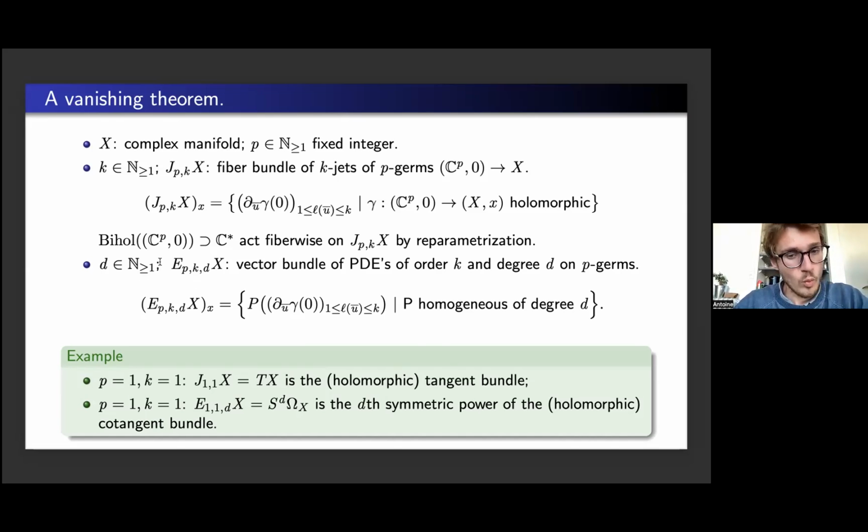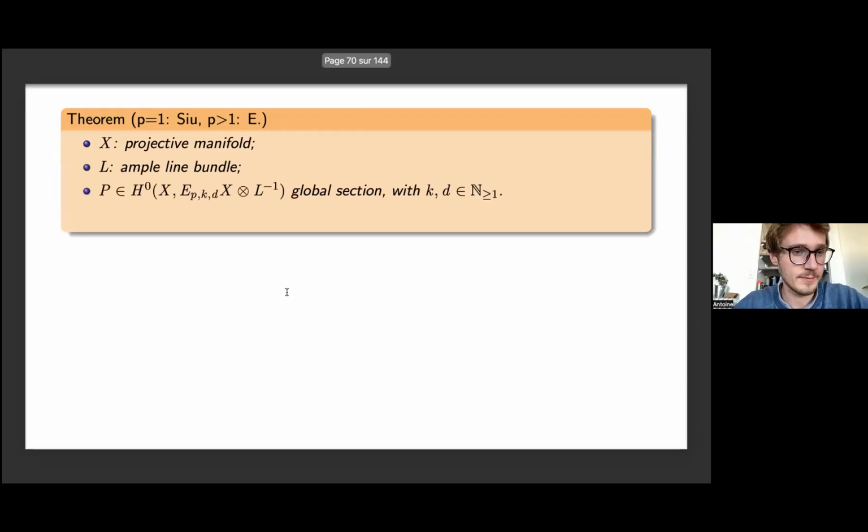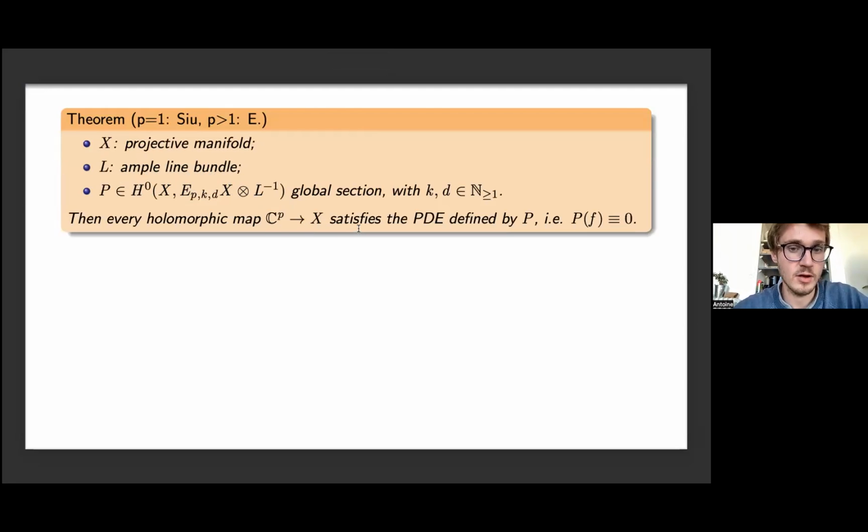Okay, so once we've defined this vector bundle, we can state the result that justifies the first step of the strategy. It is the following. You take X, a projective manifold, you take an ample bundle L on it, and you consider a global section P of the vector bundle we've just introduced, tensorized with the dual of L. The conclusion is that every holomorphic map from C^p to X must satisfy the PDE defined by P.